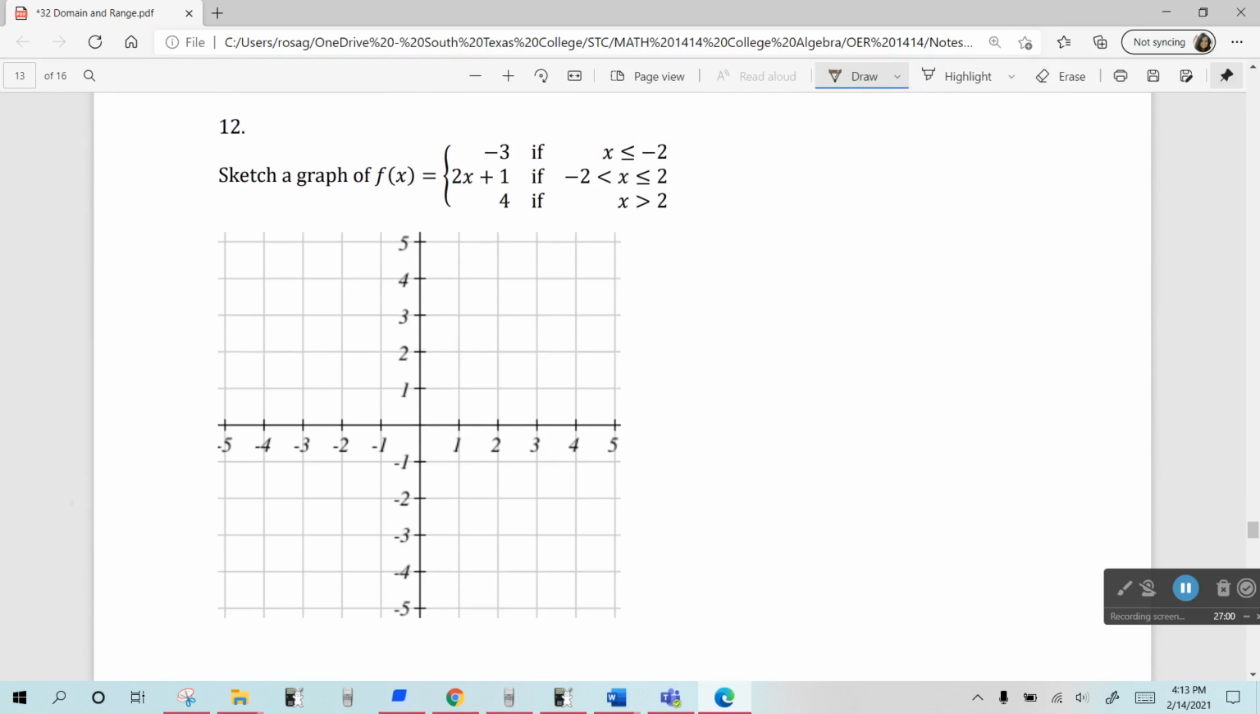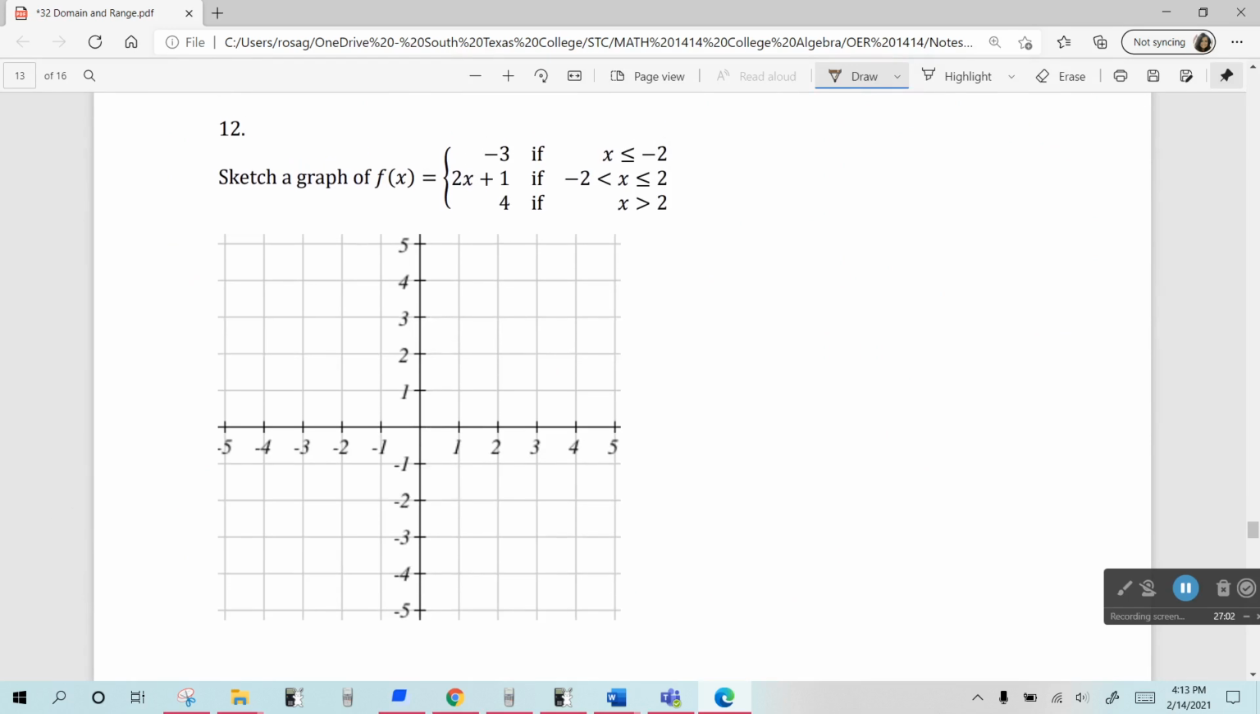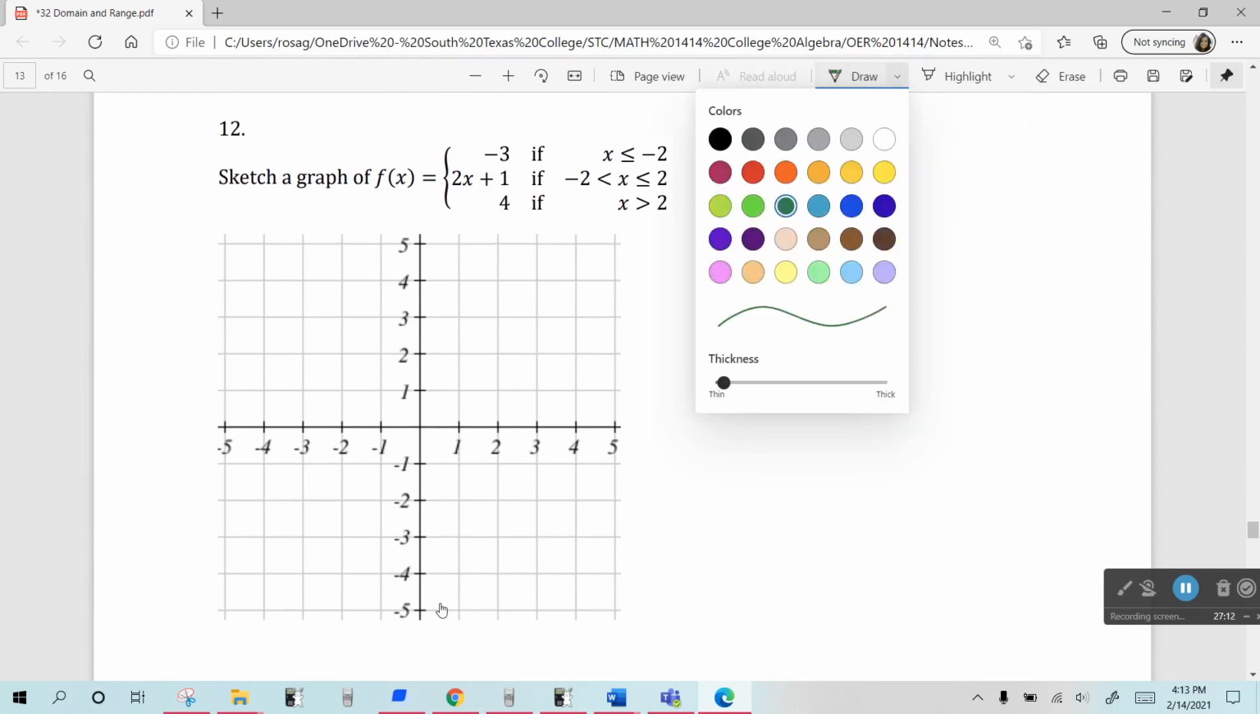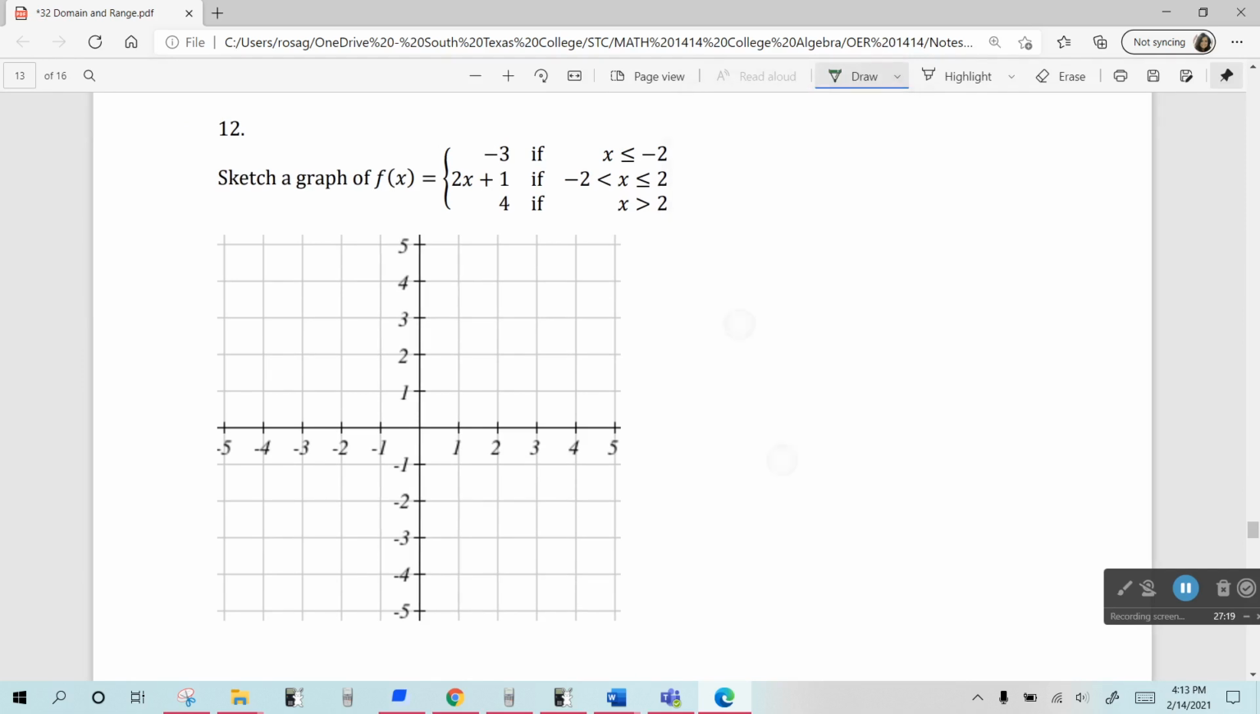The next one is sketch the graph, and MyOpenMath has its ways to do sketching. If you have any problems with sketching, I can make a video about how to sketch with MyOpenMath. Basically grab these examples and actually graph them on MyOpenMath for your homework. But like here, -3 for any x less than -2.